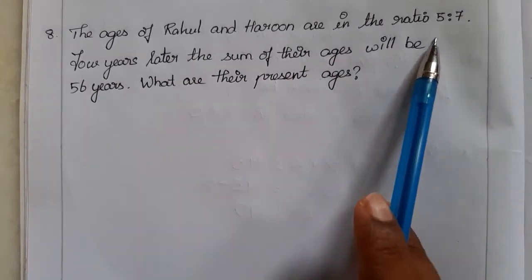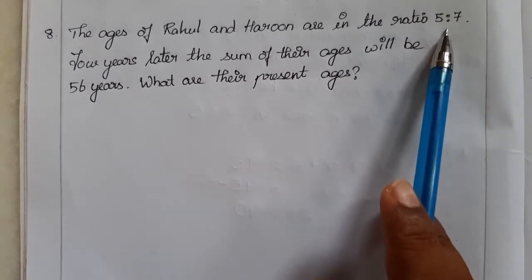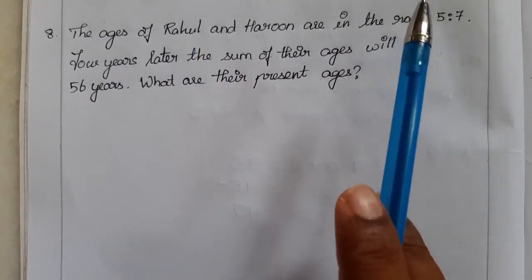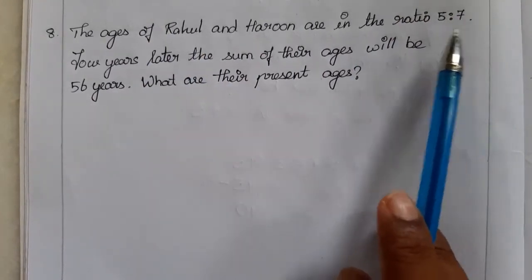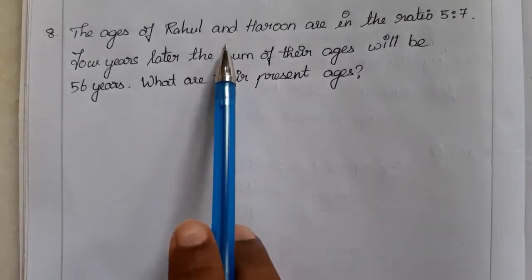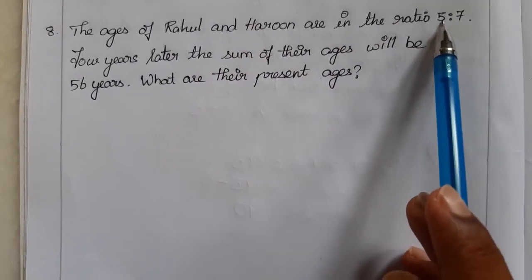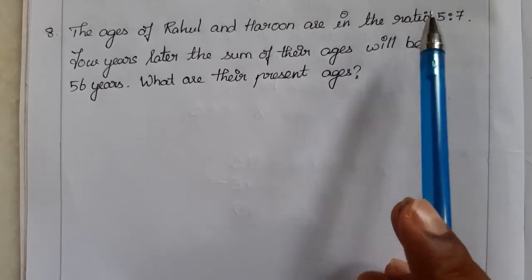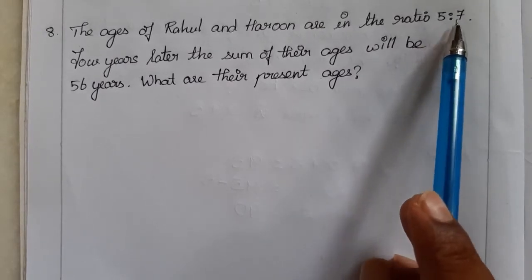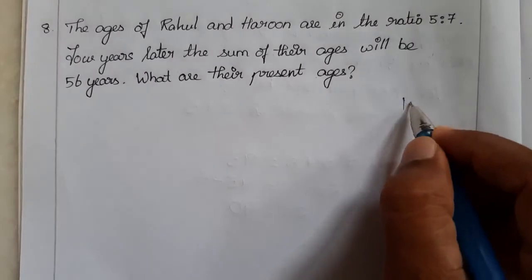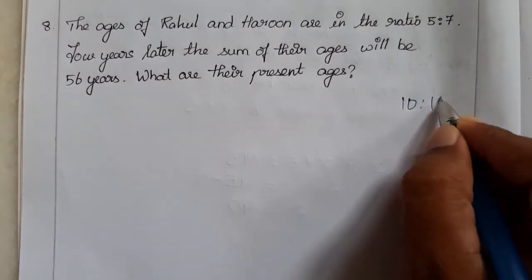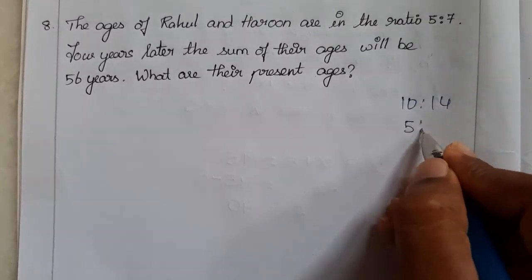So the ages are given in a ratio. When we consider the common ratio as x, then Rahul's age will be 5x and Harun's age will be 7x, right? Ratio means there will be something common, 5x and 7x. Even 10:14 can also be represented as 5:7, right? In 10:14 the common factor is 2, so we can represent it as 5:7.